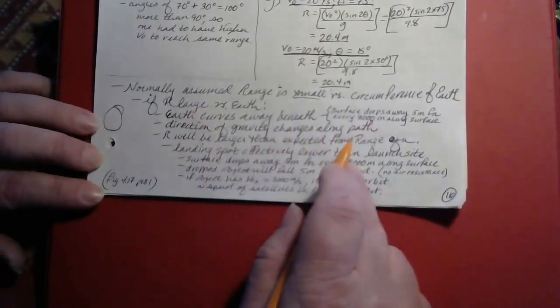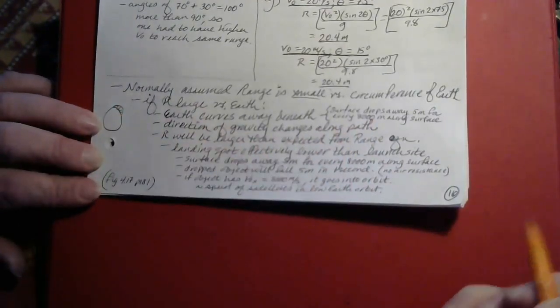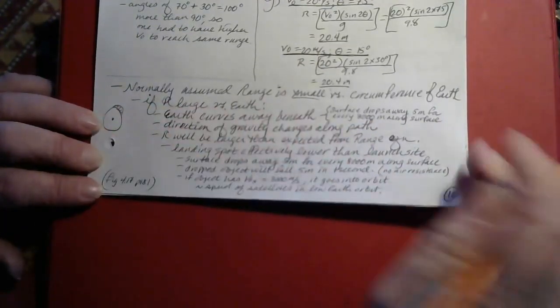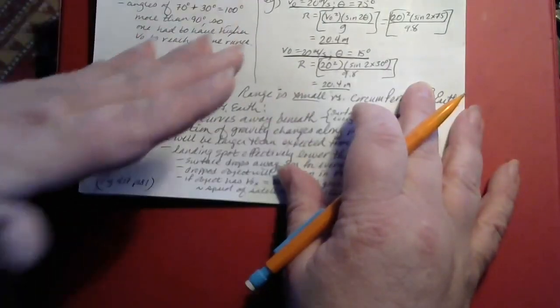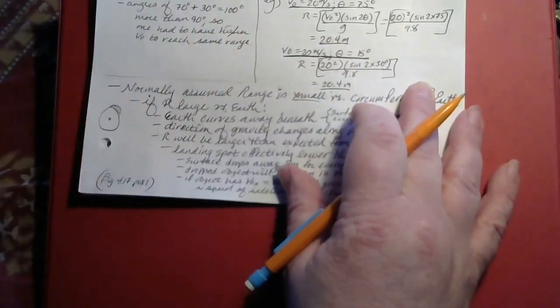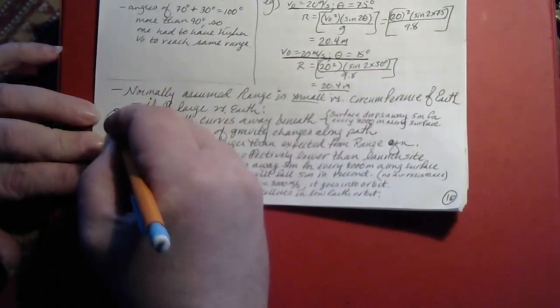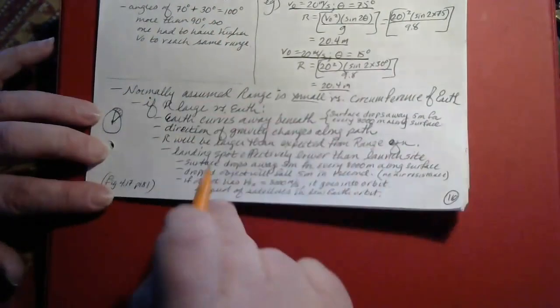And the direction of gravity will also be changing along the way as the projectile is in flight, because gravity pulls toward the center of the Earth. But as you're going around the circular circumference of the Earth, the direction to the center of the Earth is going to be changing as you go around the circumference. Up here, the center of the Earth will be here, but over here, the center of the Earth will be in this direction. So that's quite a difference.